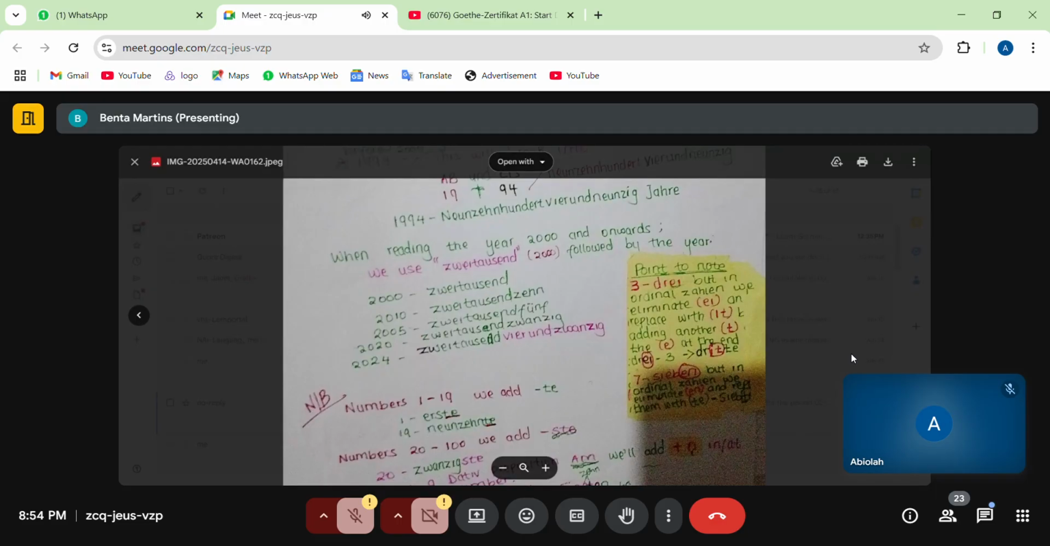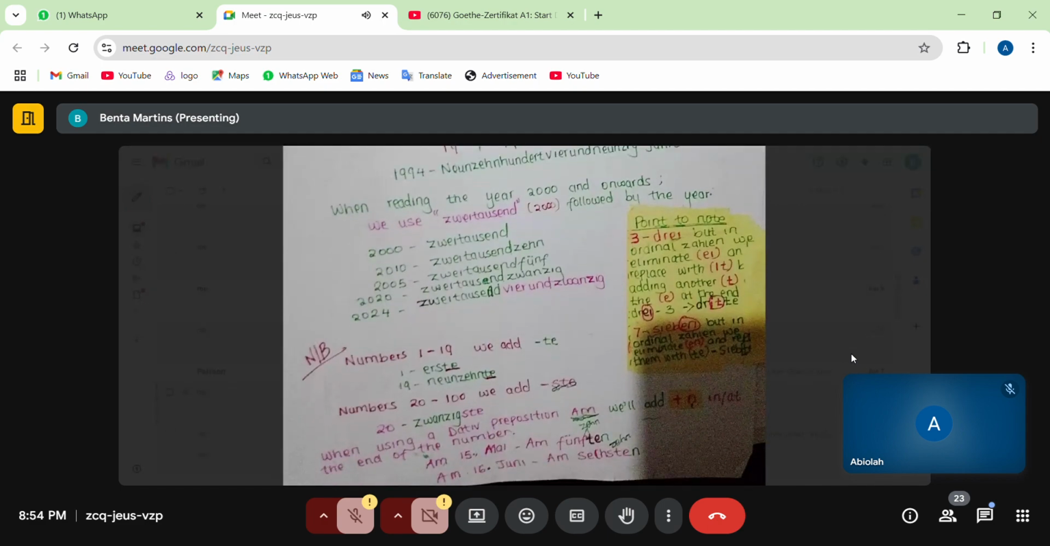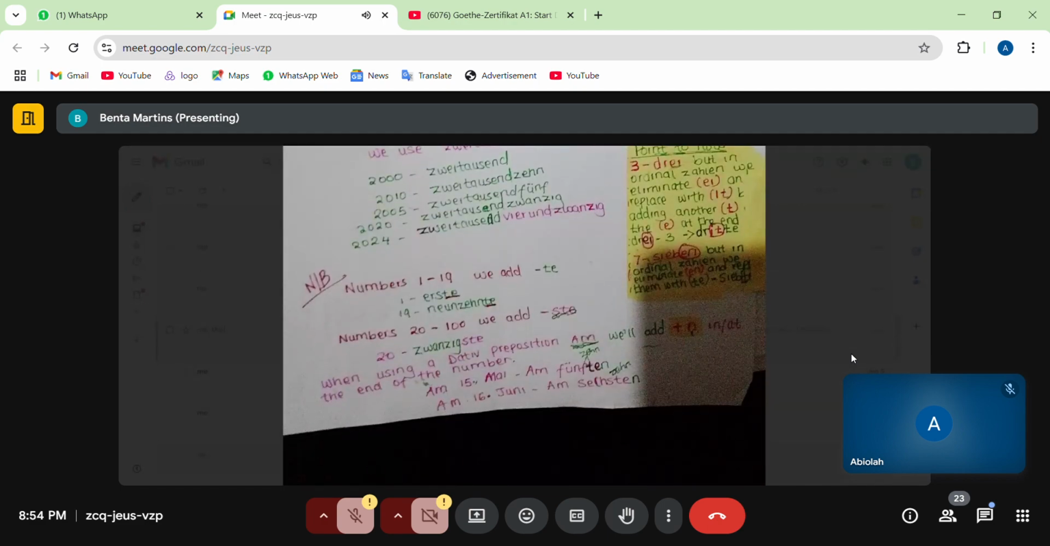Another thing to note is that for numbers from 1 to 19, we add TE. Like eins changes to erste. So from 1 to 19, we add the TE at the end of the cardinal numbers. So if it's 18, it's going to have TE at the end. The TE comes at the end of the number.